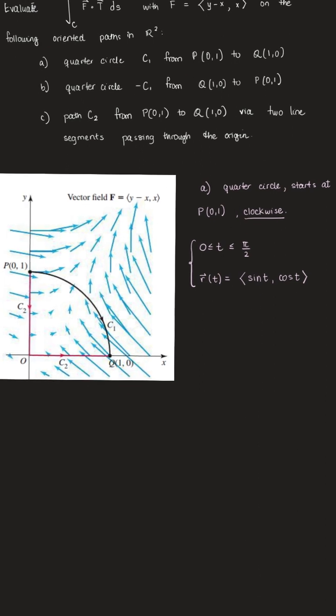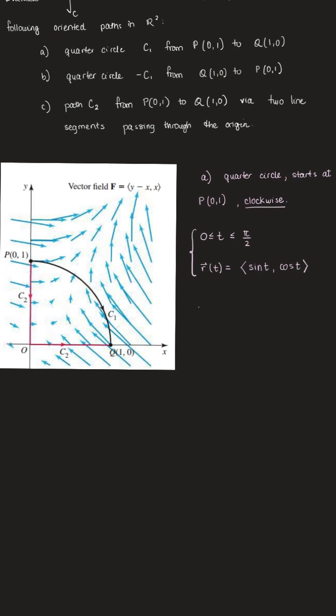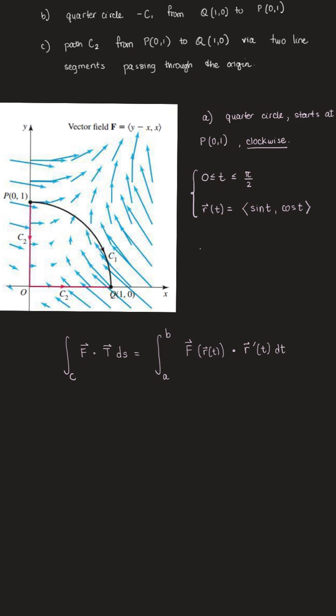The next thing that we need, once we have our parametrization, is R prime. So recall that our vector line integral can be evaluated if we change this in terms of t to obtain the integral from a to b of our vector field evaluated at our vector function dotted with the velocity function times dt. So we're at this step. We want to find this piece so that we can evaluate our integral. And so we're going to need R prime.